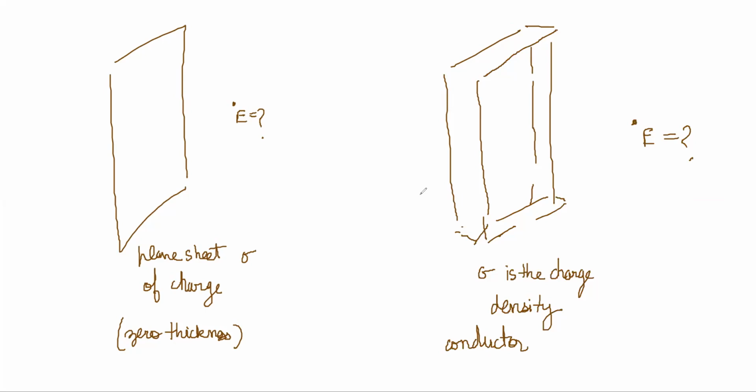Basically, in both cases, say Q charge was there. Q charge is placed on this sheet and on this conductor, and A is the area. So tell me, what are the fields in both the cases by applying Gauss's law? Do that calculation. Yes, sir.